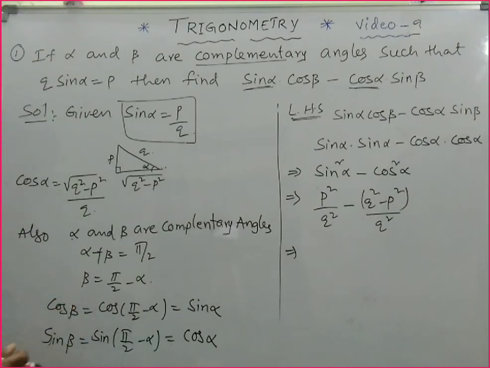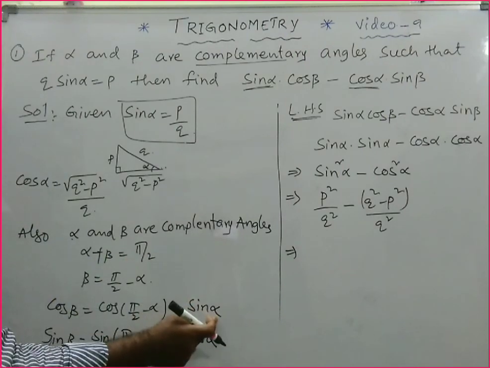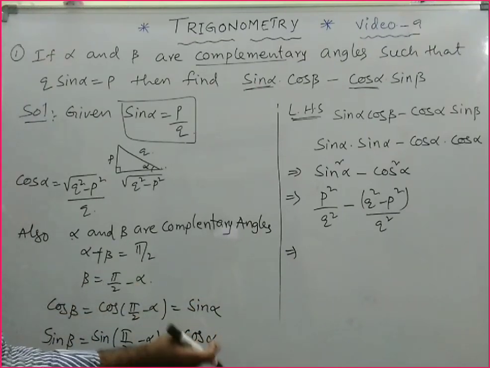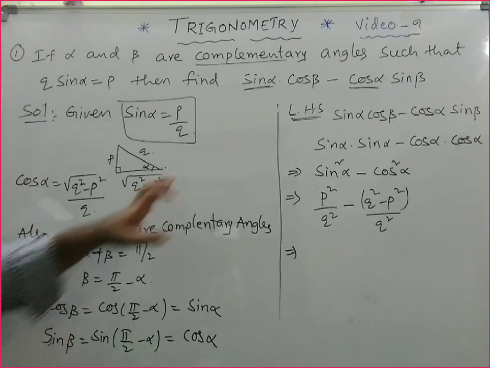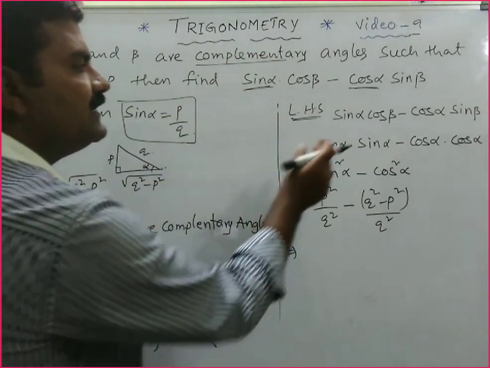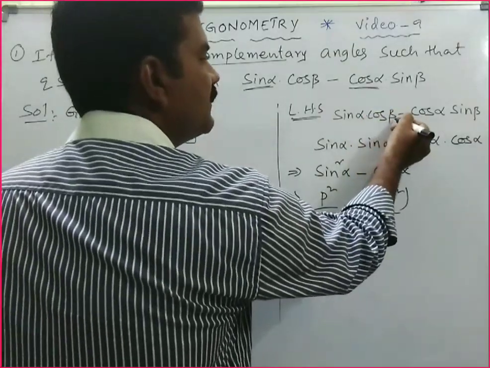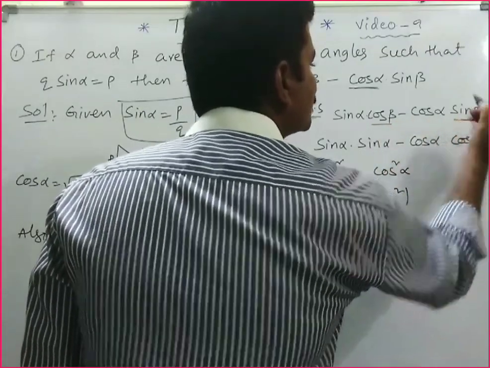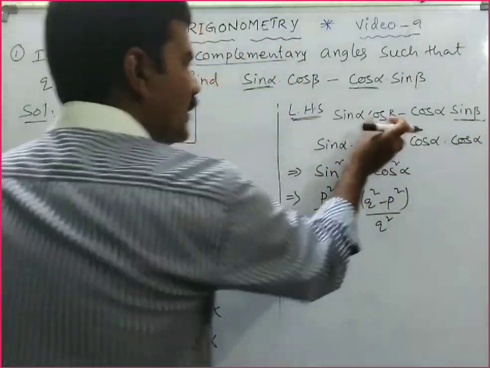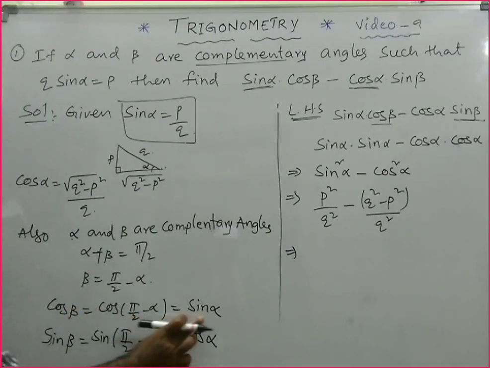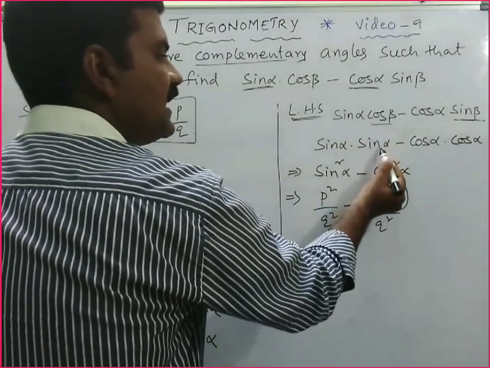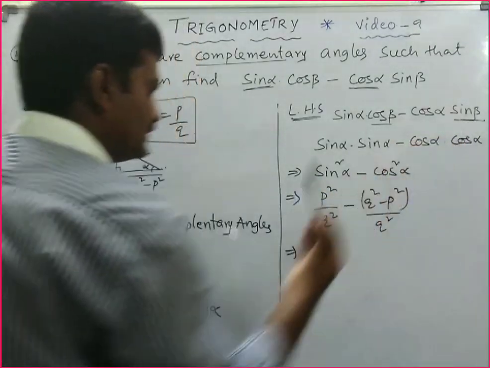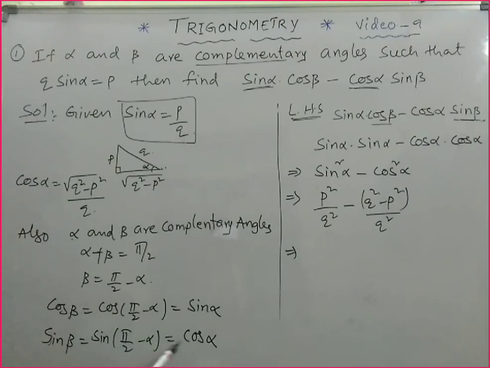So look at this magic here. Cos beta is nothing but sine alpha, and even sine beta is equals to cos alpha. Fine. So coming to the value, what is given is that we need to find sine alpha into cos beta minus cos alpha into sine beta. I just want to replace these beta values. So sine alpha into cos beta. Cos beta just now we got as sine alpha. So in the place of cos beta I can write sine alpha, minus cos alpha into sine beta. We just now got it, no? Sine beta is equals to cos alpha.